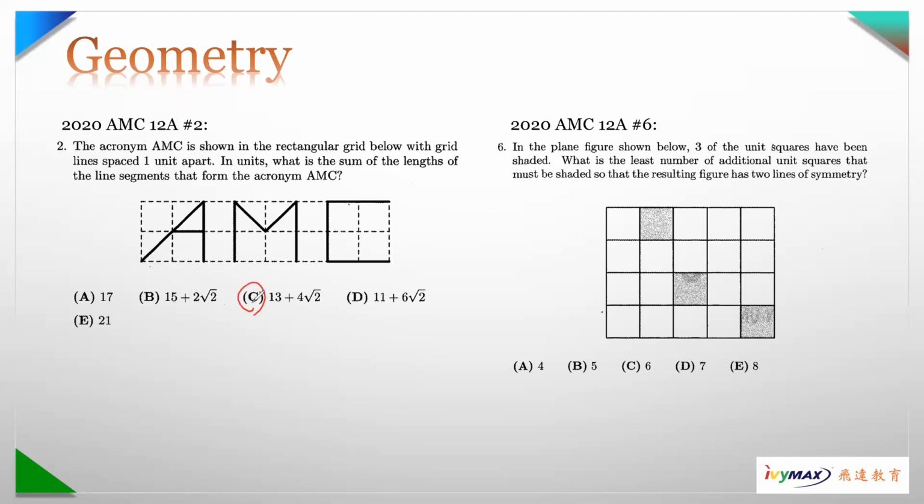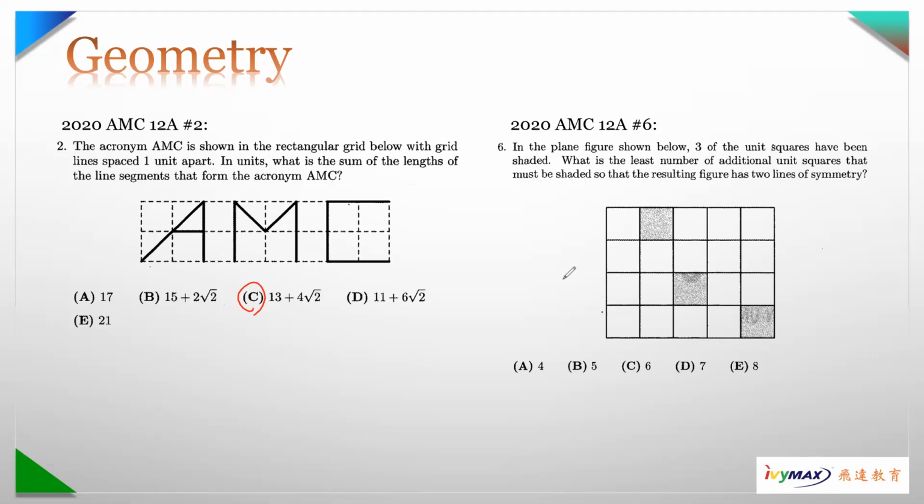Okay, the second one. In the figure shown below, 3 units have been shaded. What is the least number of additional unit squares that must be shaded so that the resulting figure has 2 lines of symmetry? After you shade the additional squares and make it symmetric, it should have 2 lines of symmetry.